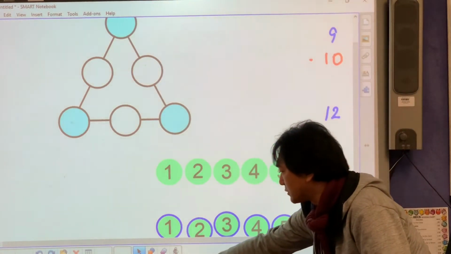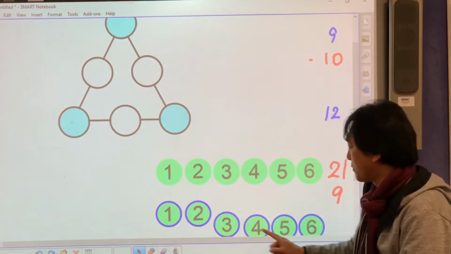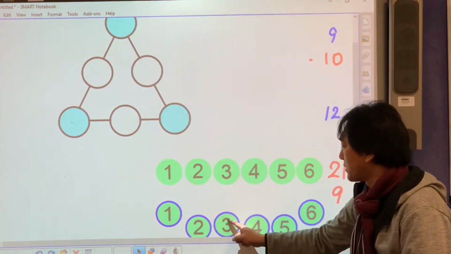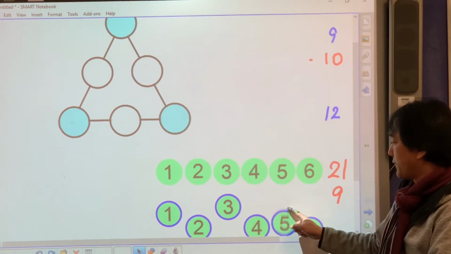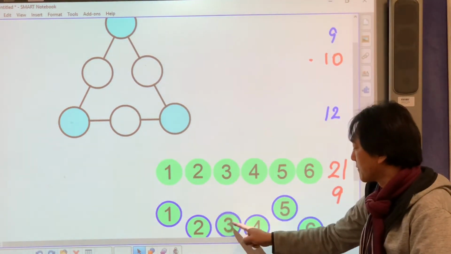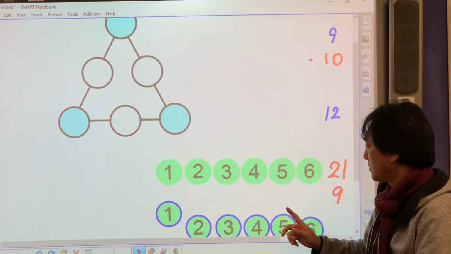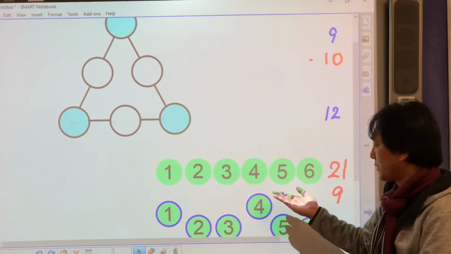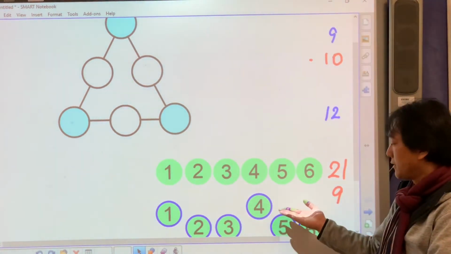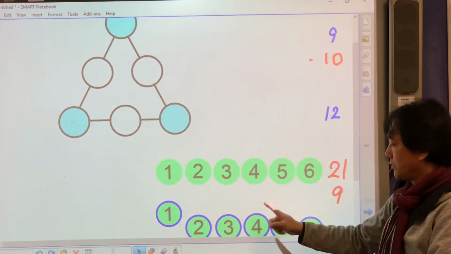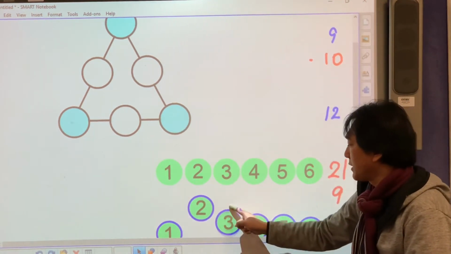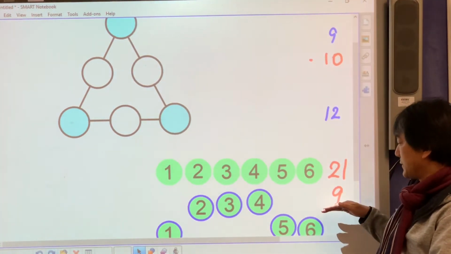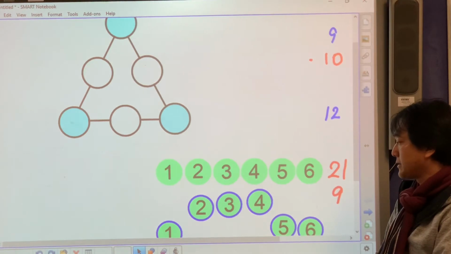There are a few options. 1 plus 2 plus 6 will make 9. 1 plus 3 plus 5 will make 9. 1 plus 4, well, I cannot do it because 1 plus 4 is 5, there's not another 4. 2 plus 3 plus 4 is 9. So we have some possibilities there.